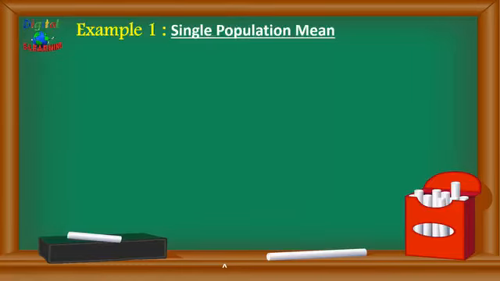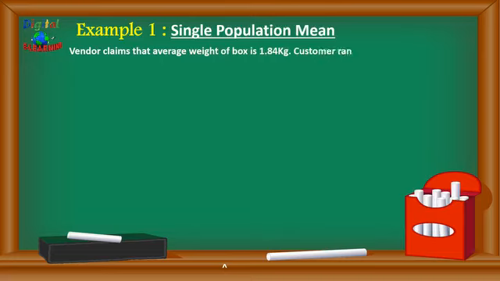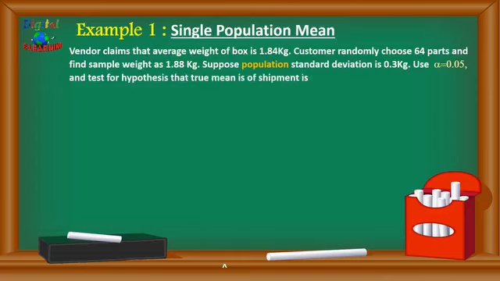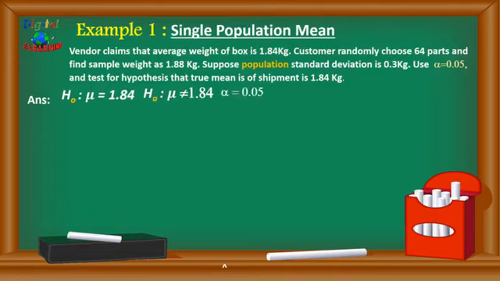Let's take the first example of single population mean. A vendor claims that the average weight of a box is 1.84 kg. The customer randomly chooses 64 parts and finds the sample weight as 1.88 kg. Suppose the population standard deviation is 0.3 kg with alpha at 0.05, that is the level of significance. We need to test the hypothesis that the true mean of the shipment is 1.84 kg. So my null hypothesis is that mu is equal to 1.84 kg, and the alternate is that it is not equal to 1.84 kg. Alpha, or level of significance, is 0.05.